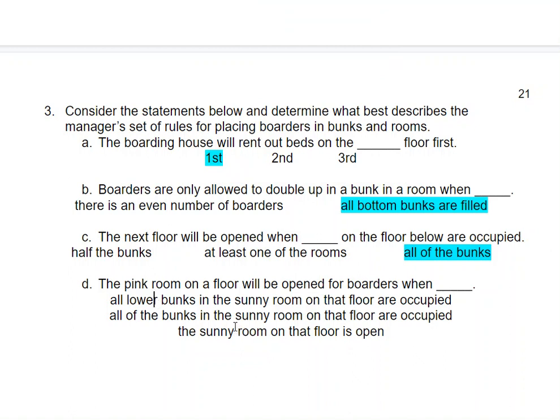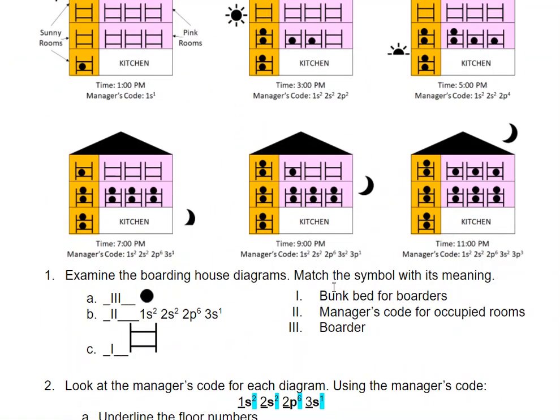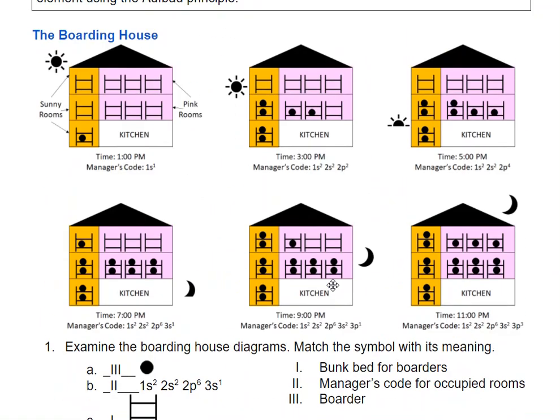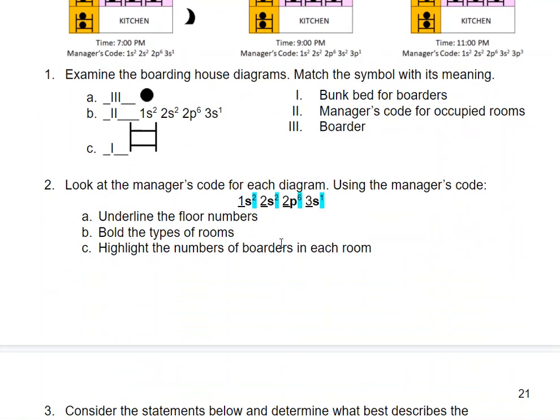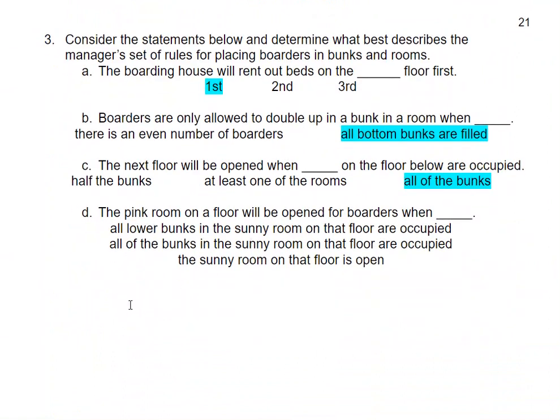The pink room on a floor will be opened up for boarders when, so let's take a look here. Before I put any electrons into any pink rooms here, or any boarders into any pink rooms, I should say, we see that the sunny room is filled up. So the pink room on a floor will be opened once all of the bunks in the sunny room are occupied.